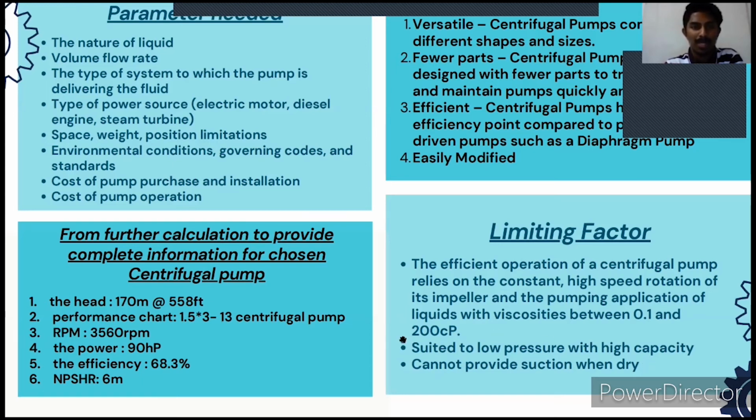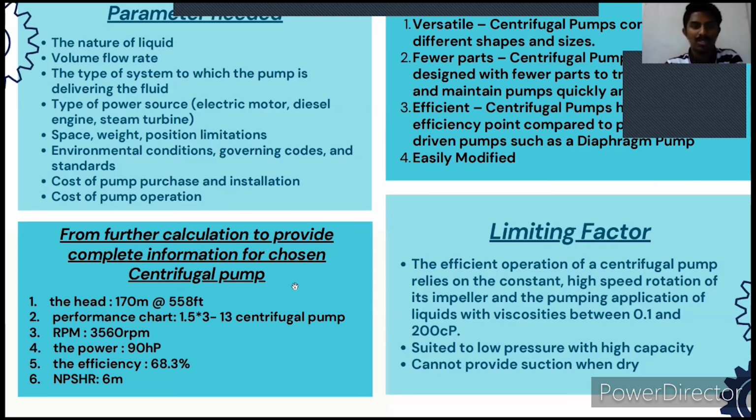Alright, last but not least, to provide complete information for the chosen centrifugal pump, a few calculations were carried out, where we need to find the value of volume flow rate, find the total head, choose a suitable performance chart, find RPM, find impeller size, find pump efficiency, find the power, and lastly, find the NPSHR.